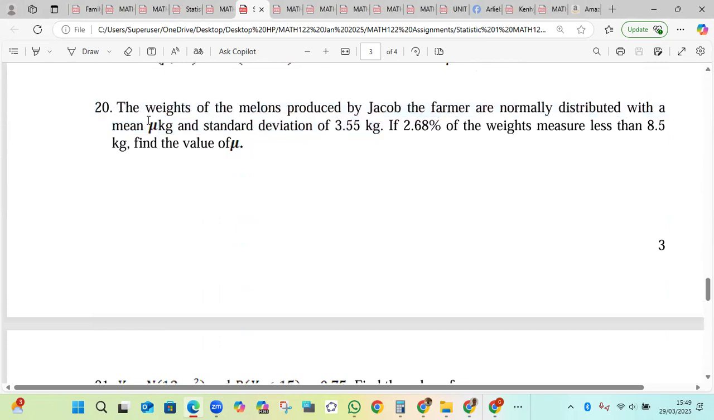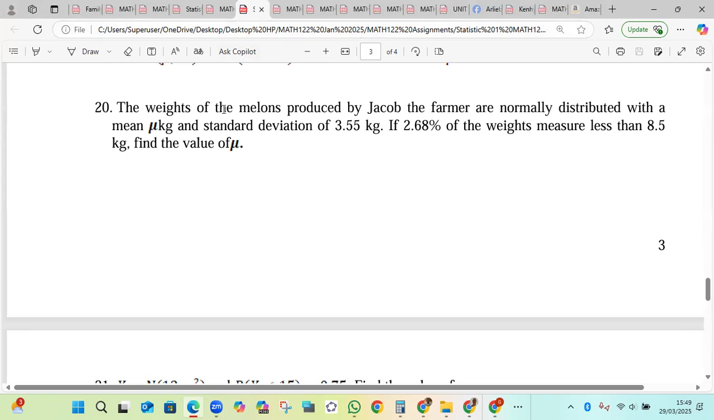It says the weights of the melons produced by Jacob the farmer are normally distributed with mean mu kilograms and standard deviation of 3.55 kilograms. So the variance will be 3.55 squared. It says if 2.68% of the weights measure less than 8.5 kilograms, find the value of the population mean. This is similar to number 19, but in worded form, where you have to find the value of the mean. Let's analyze it a little carefully.